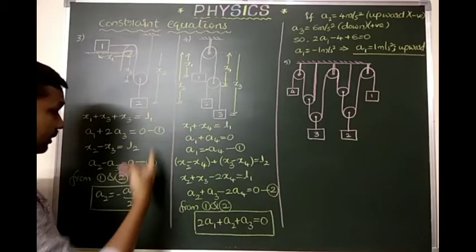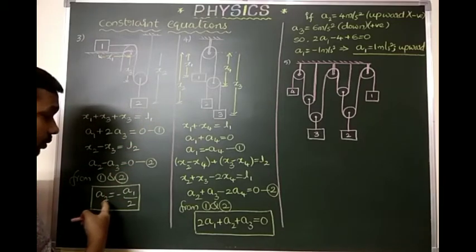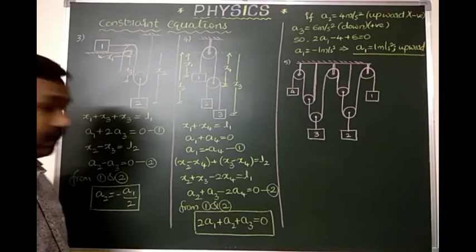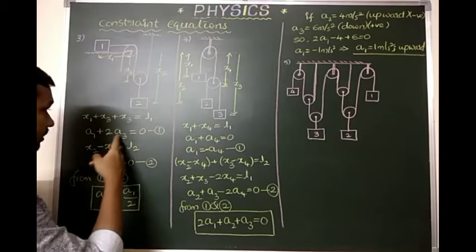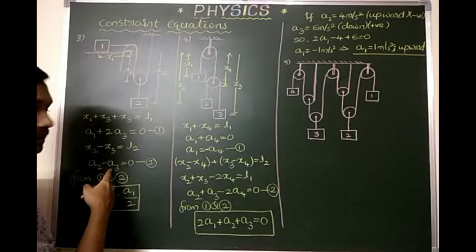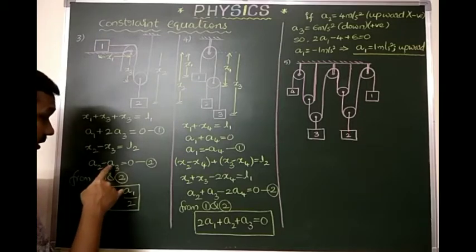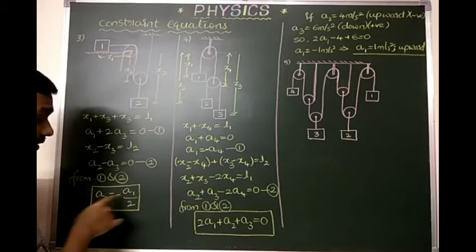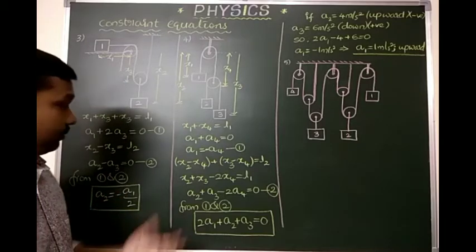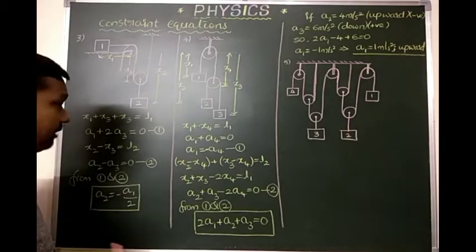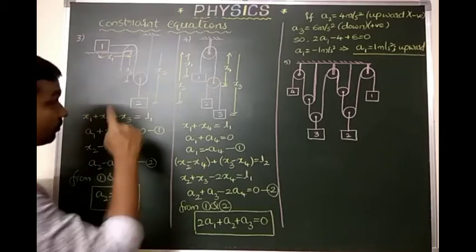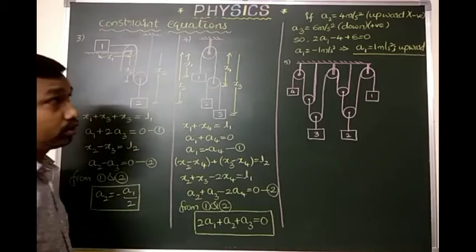Combining them together, we get the relation A2 equals minus A1 by 2. Why? Because A3 equals minus A1 by 2. If we substitute in this, we get A2 equals minus A1 by 2. This is the relation we get between block 1 and block 2.